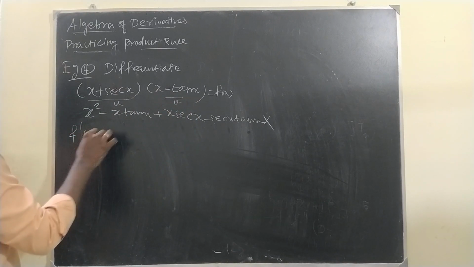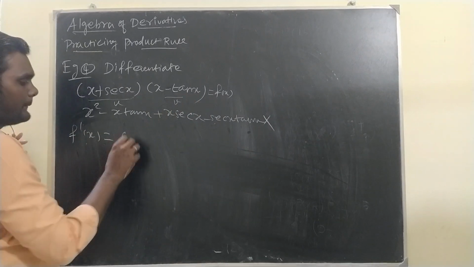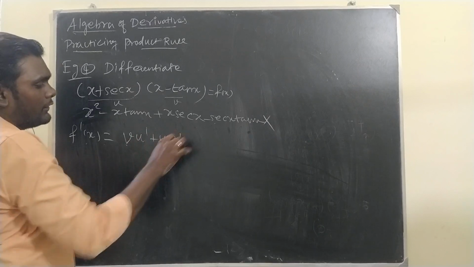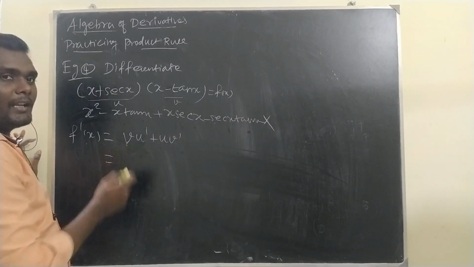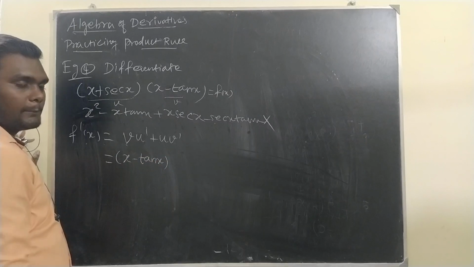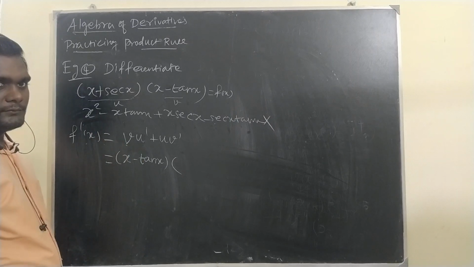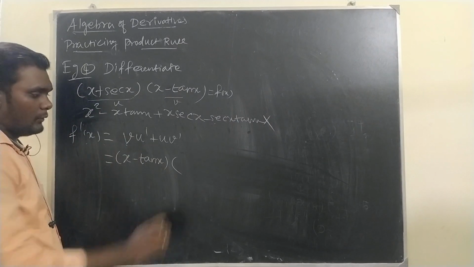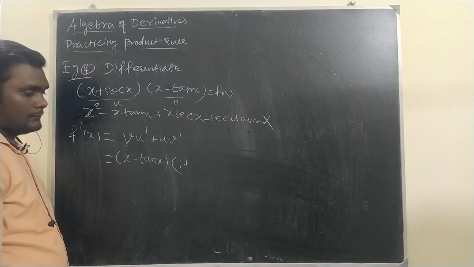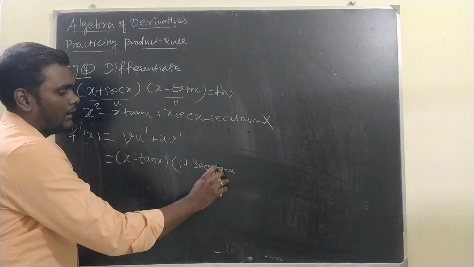So f dash of x, one time UV applied is enough. First we will write it is V U dash plus U V dash. What is V? x minus tan x. That is it. U dash, this one we have to derive. Derivative of x is 1, and derivative of secant x is secant x into tan x.